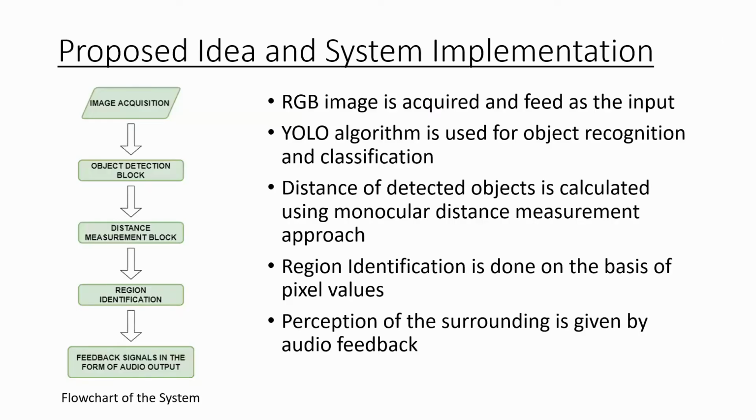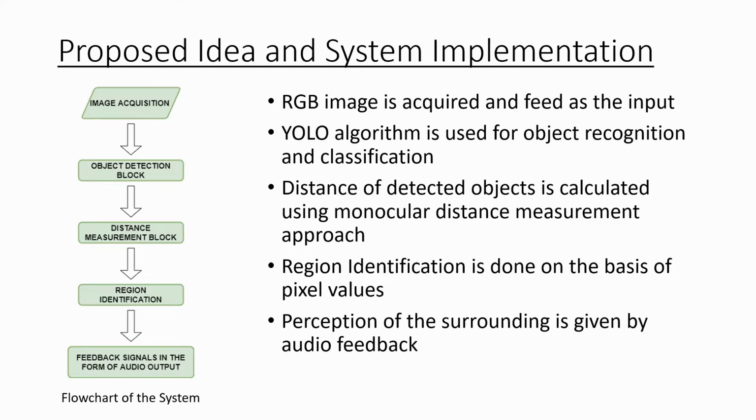Going on, I will be explaining the proposed idea and system implementation. We first acquire an RGB image, that is a red, green, blue image, and feed that as an input. We then pass that image to an object detection block where we use the YOLO algorithm, which does the recognition as well as the classification. Moving on, we will be using the distance measurement block, which will be calculating the distance of the detected objects using a monocular distance measurement approach. What that means is basically it will only be using a single camera in calculating the relative distance and giving the feedback output. Based on those pixel values, we will be defining a region for that particular obstacle.